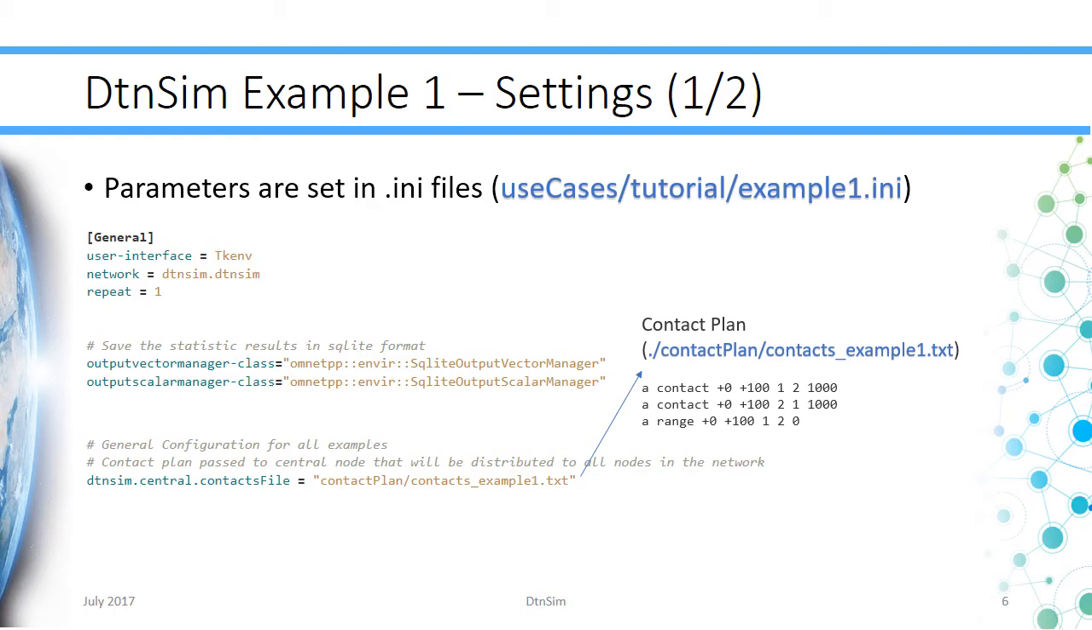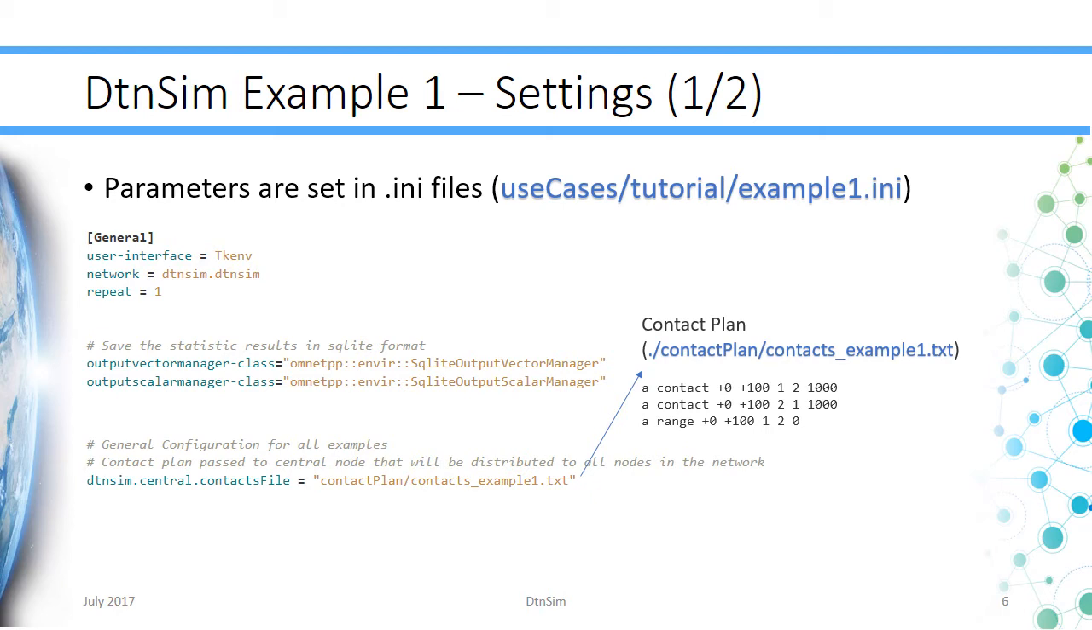Most importantly, and one of the most relevant of them, is what's called the contact plan. DtnSim has a central node. We can see in the lower left part, we say DtnSim.central, which is like a manager node of the simulation. This is not a DTN node. We will see that in the next slide. But the central node has the general parameters that will be used throughout the simulations. And one of the key parameters here is the contact plan.